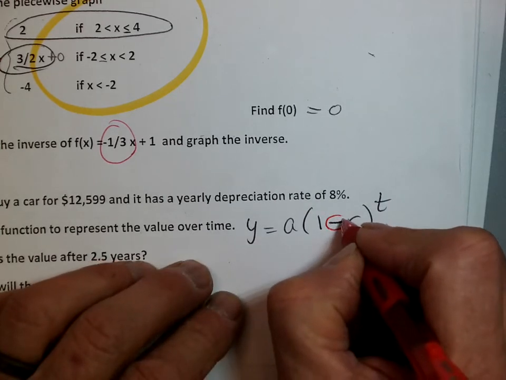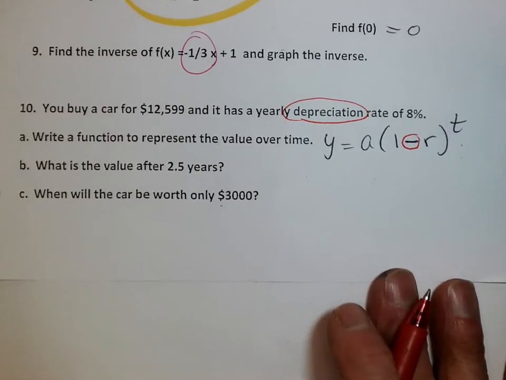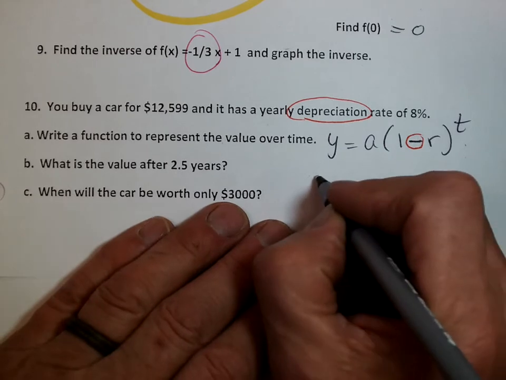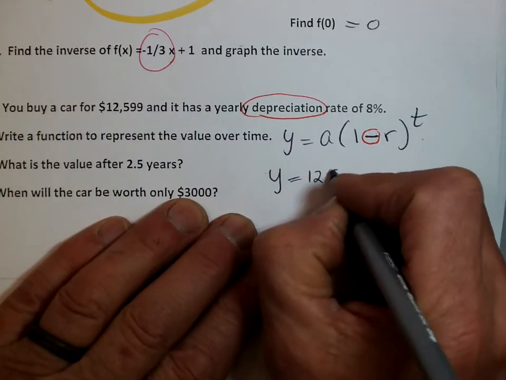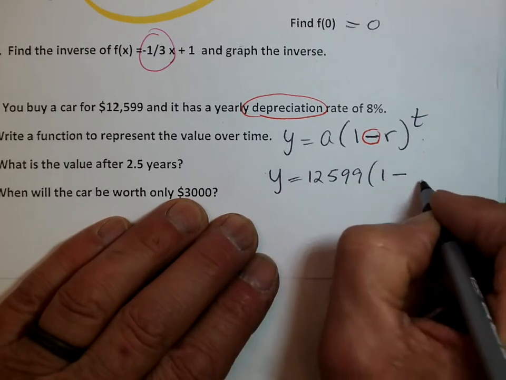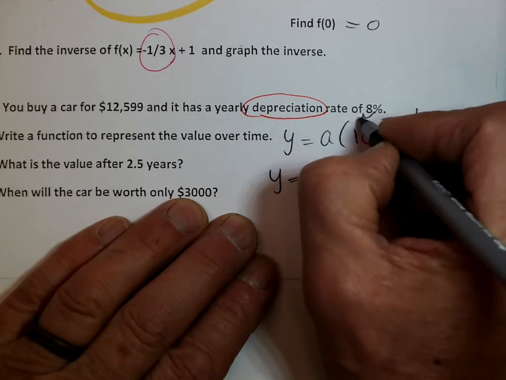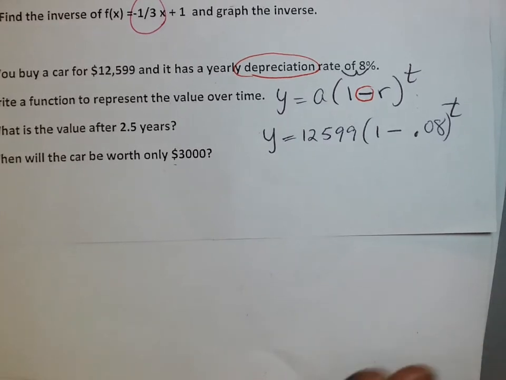Minus because of depreciation. Does that make sense? I'm going to subtract out the rate because it's getting smaller. So then I'm going to go y equals 12,599 times 1 minus 0.08, because 8%, we move the decimal two places, to the t power, okay? And you can leave that answer, that's fine.